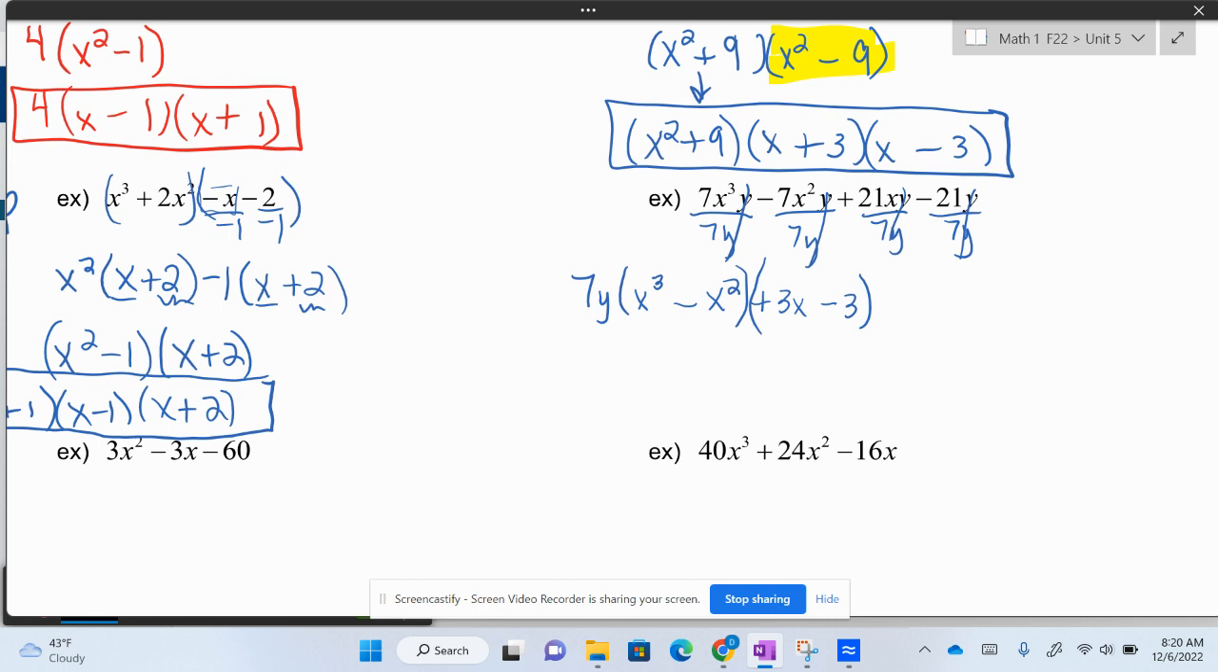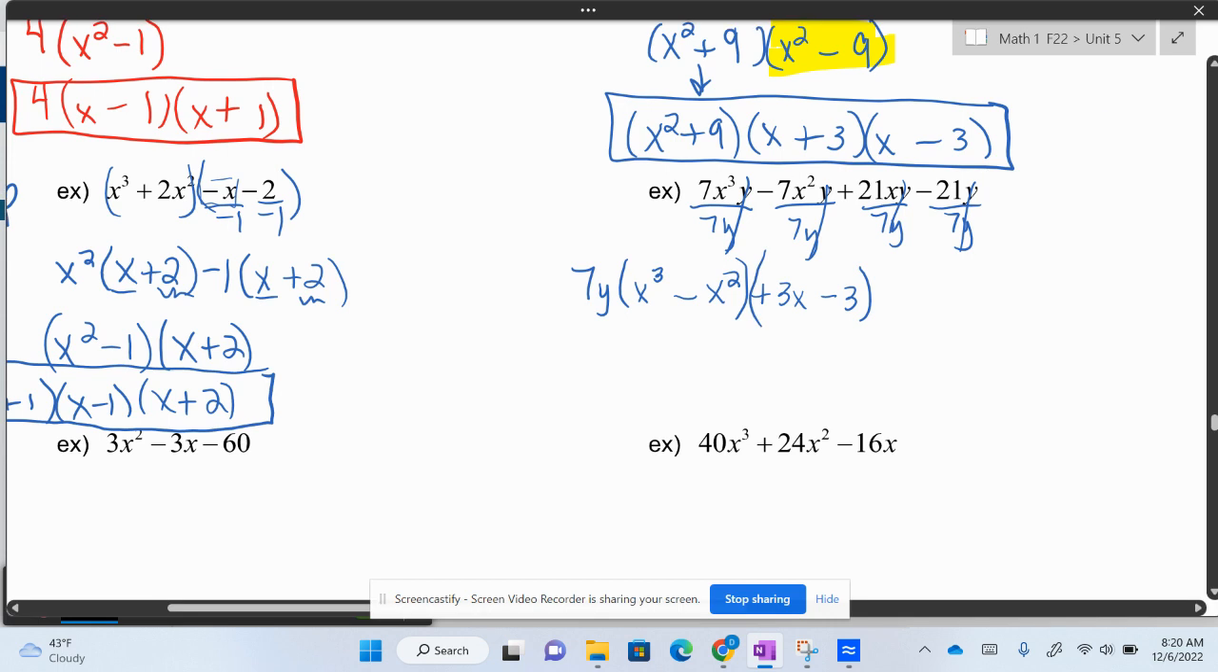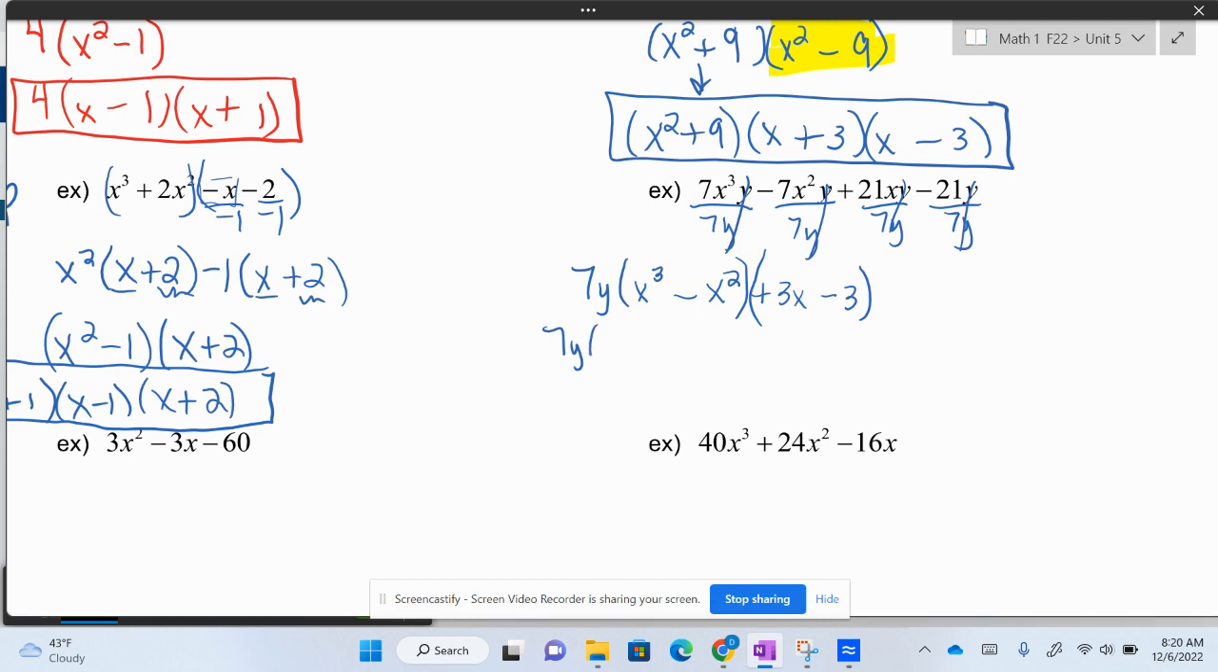Do you guys see how I just did that? So I still have to keep my 7 out front, right? That 7y is still part of the problem. So 7y. Greatest common factor here is x squared. So I'm going to take out an x squared, and that leaves me with an x minus 1. What can I take out in the second parenthesis?